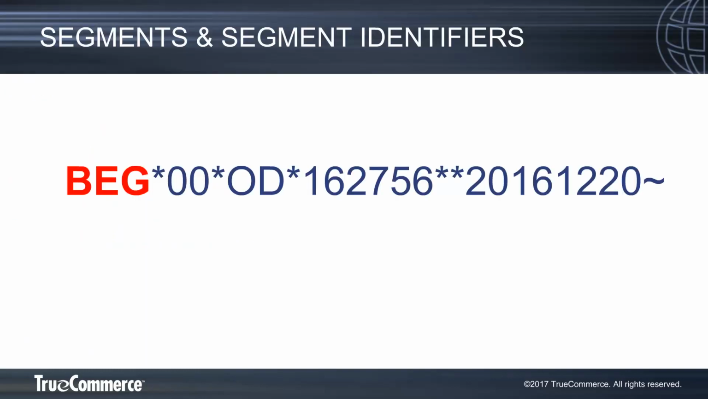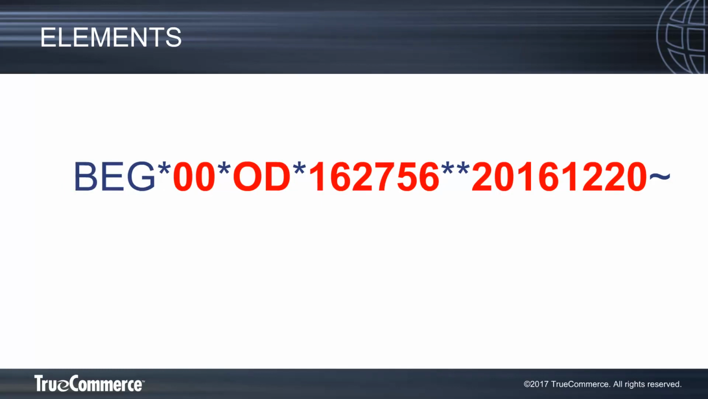Each line of data is called a segment. At the beginning of each segment is the segment identifier. In this example, the segment identifier is BEG. Each segment contains groups of numbers, letters, or a mixture of both. These are called elements. Data elements combine to make data segments.